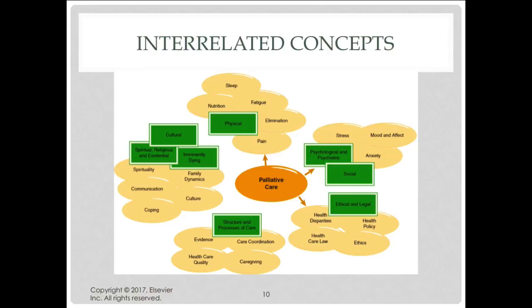And then here's just a picture, this comes out of Giddens, of interrelated concepts. So again, when we're teaching through concepts, we want you to understand all the other concepts that work around palliative care. In this bubble, we could even put hospice care in there. All of these other things are still going to be related to it.